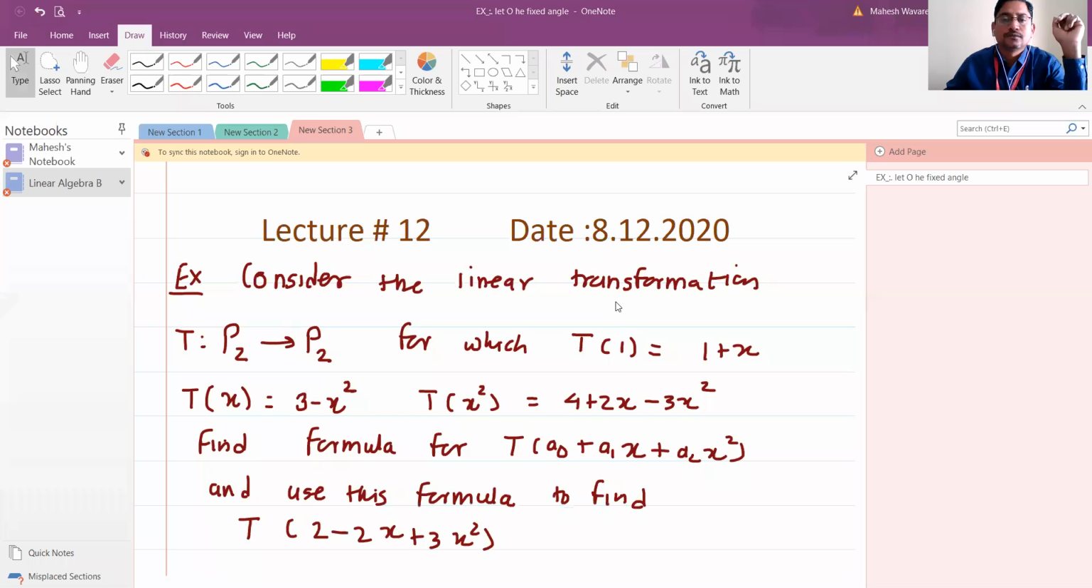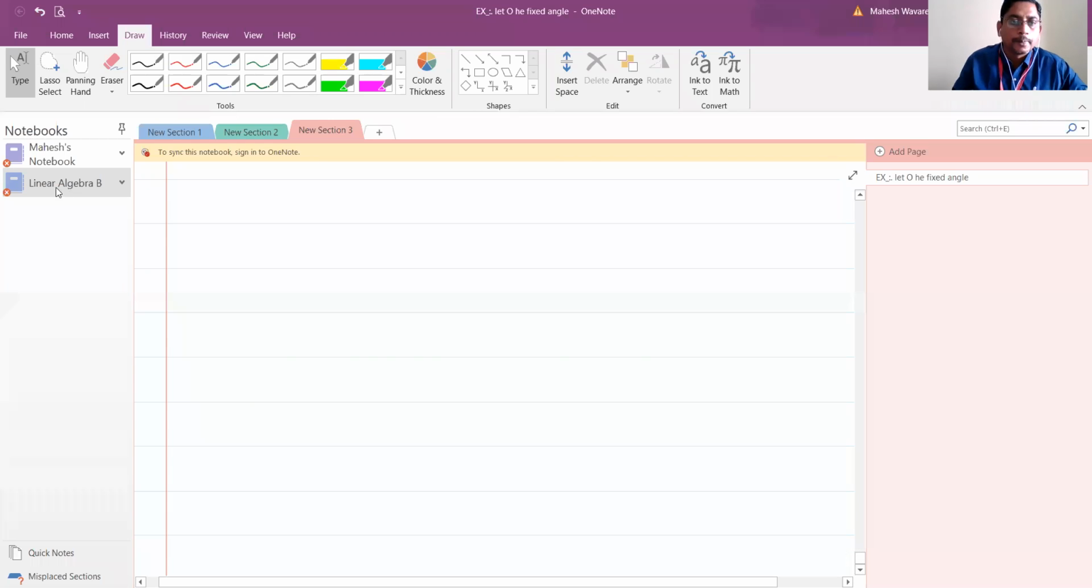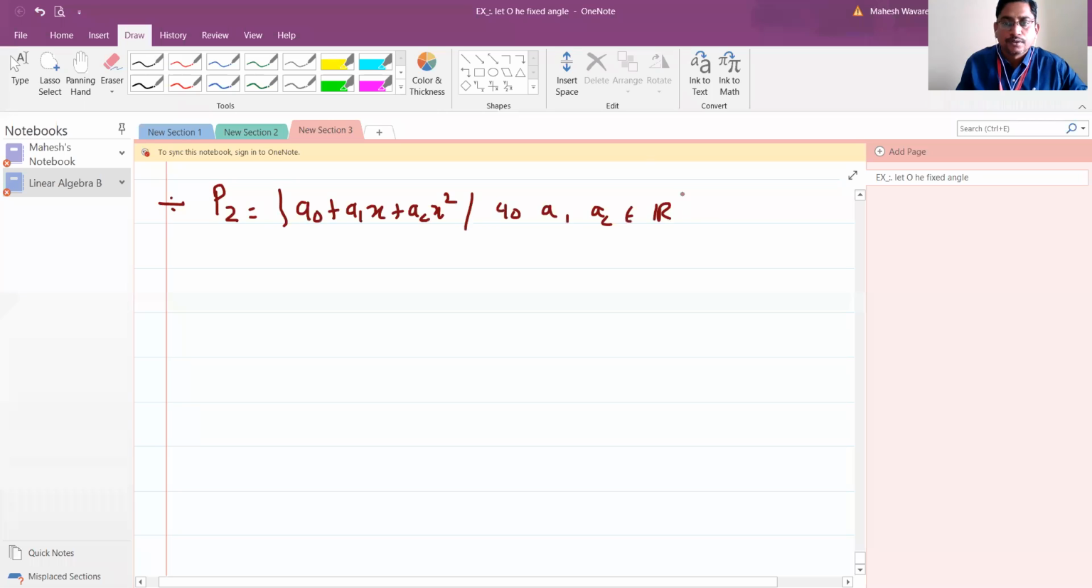Polynomial vector space is the set of all polynomials of degree at most 2. I'll write what is P2 first. P2 is a naught plus a1x plus a2x square such that the constants a naught, a1, a2 are from real numbers.